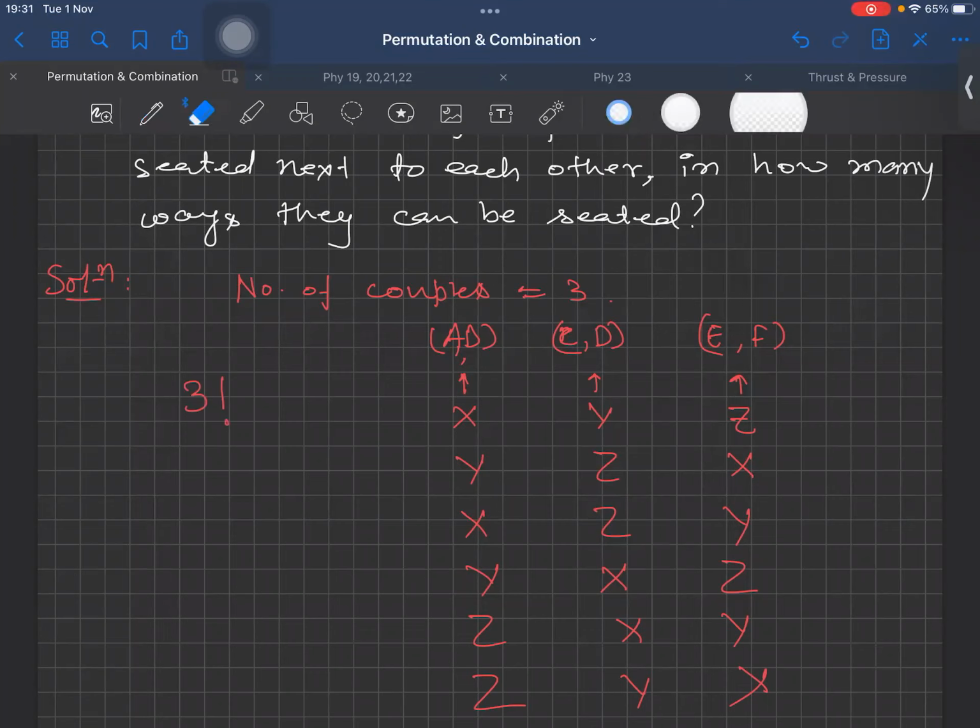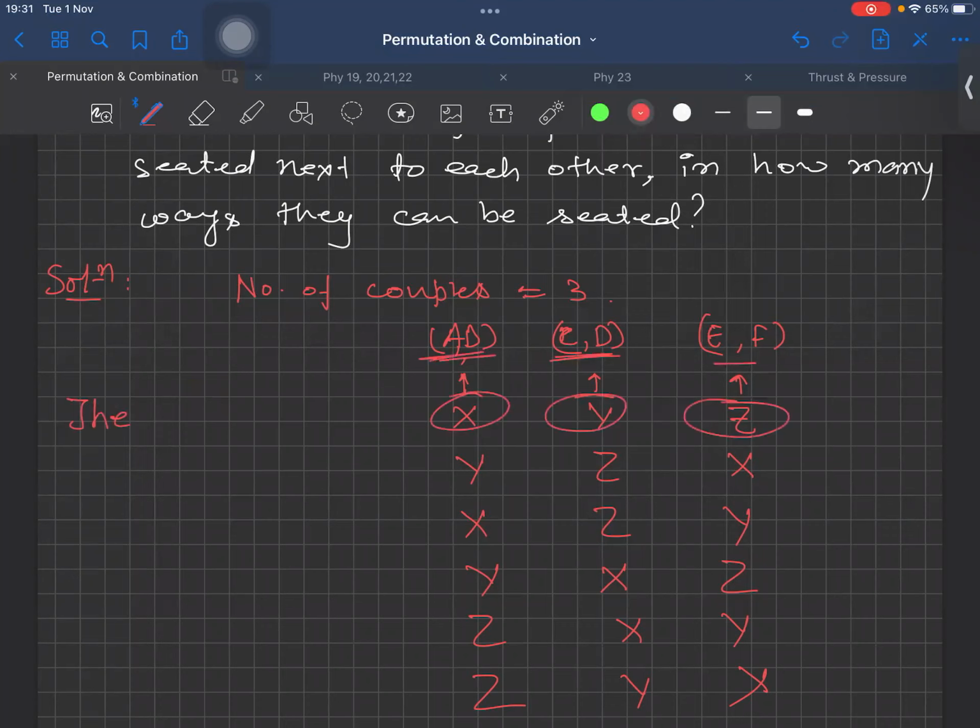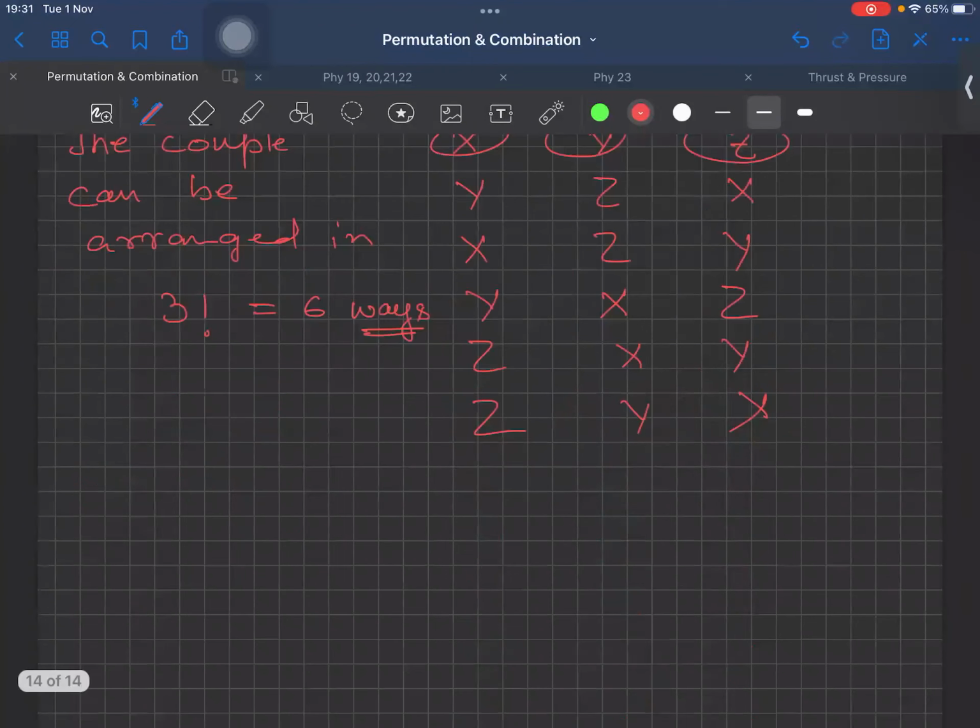Any doubt here? Let me write. The couples means X, Y, Z we are talking about, okay? These two are together. So the couples can be arranged in 3 factorial ways, right? So that is 6 ways. These couples can be arranged. Okay, we have also written all the 6 ways how they can be arranged.